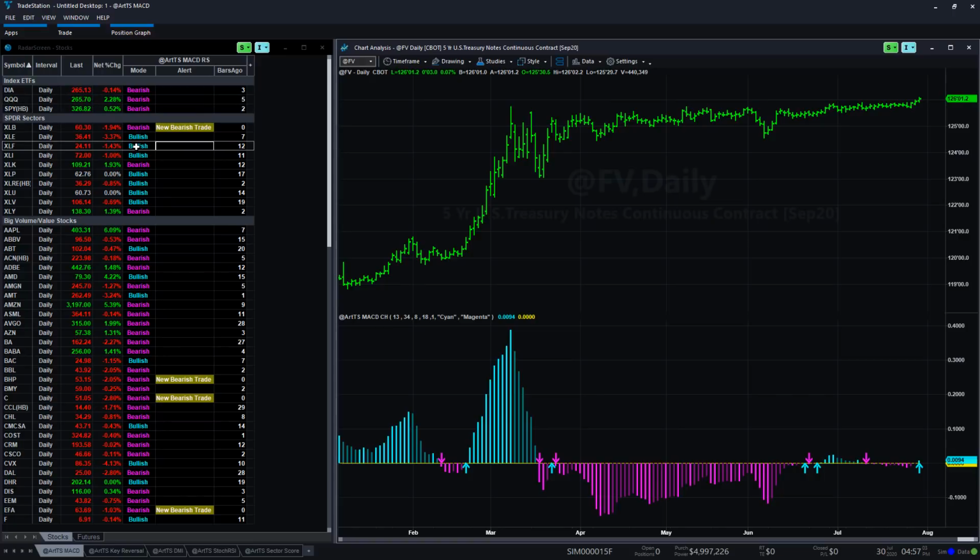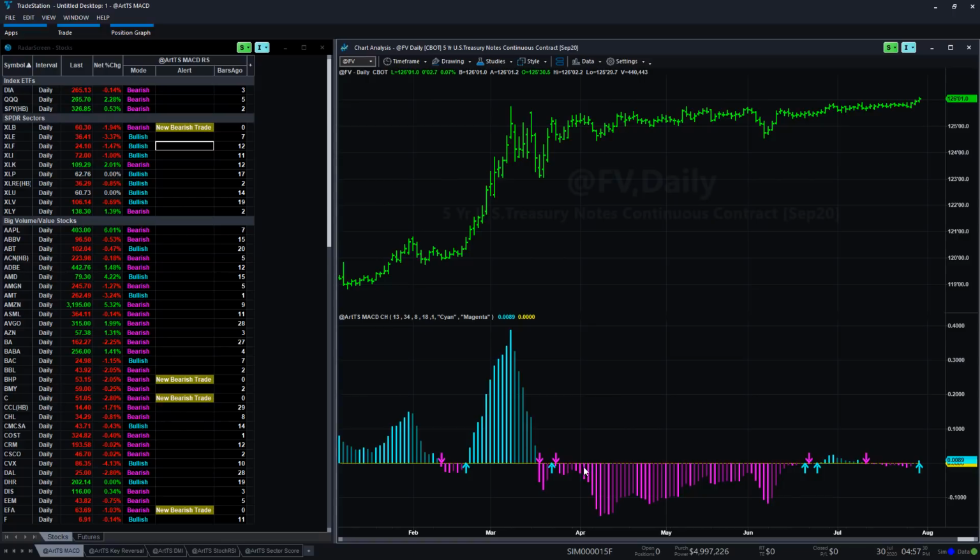And one of the things that I was thinking of doing is this shading that I do when the momentum is heading back towards 0. I was thinking of doing that here in RadarScreen as well, using a darker color. It's not so easy to see, and this window is pretty busy as it is, so I'm not sure how useful that would be, but that's something you could try. We could change that bullish to a darker blue if it's heading towards 0. So that's something to think about there.